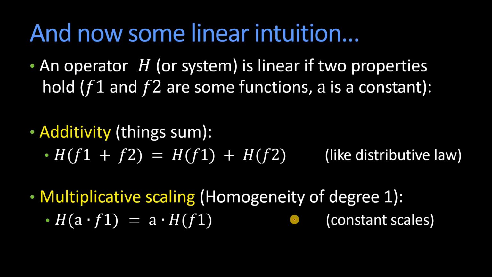So linearity of a function or a system means that an operator or a function is linear if it satisfies these two properties, additivity and scaling. Additivity means that, these properties are common for systems.